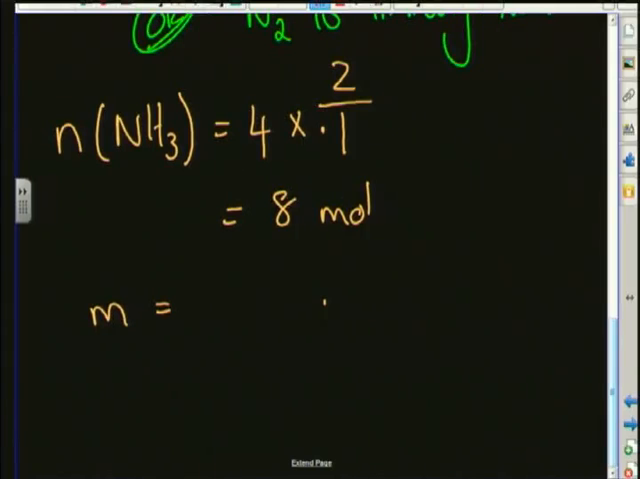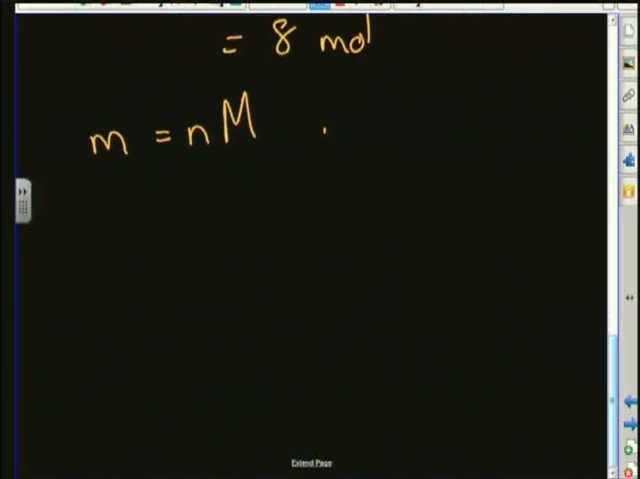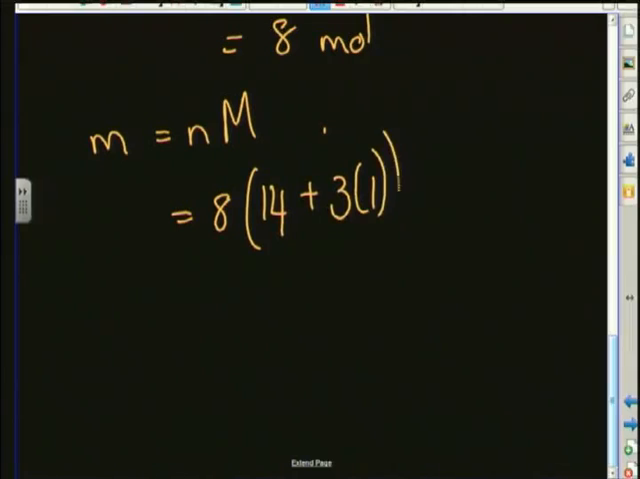Still not done, though. The question said calculate the mass. So the mass of the ammonia would be the number of moles times the molar mass. Now watch, you can do this in one equation. Last time I did it in 2. It's 8. Ammonia is NH3. Nitrogen has a mass of 14. Hydrogen has a mass of 1. So what this means is actually we have 8 times 17.